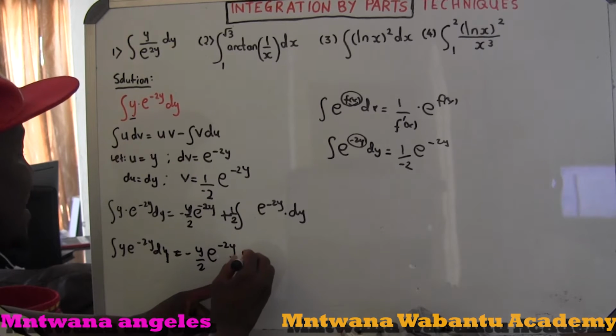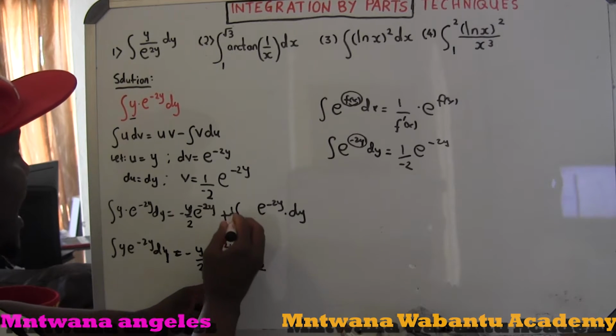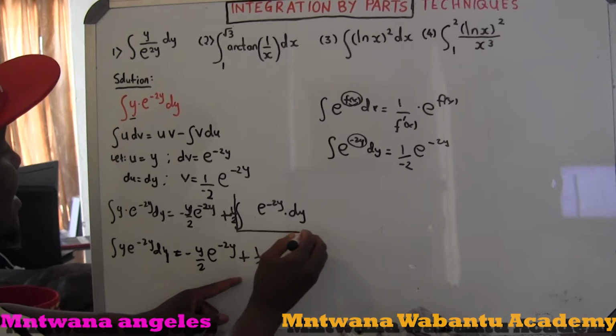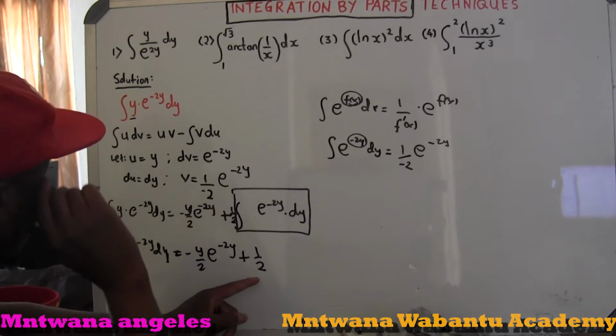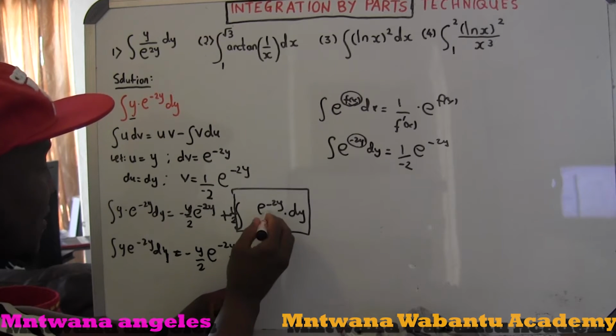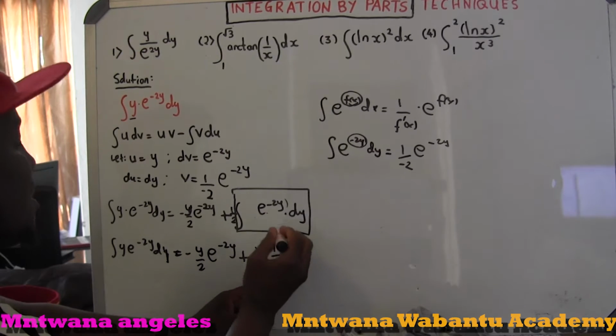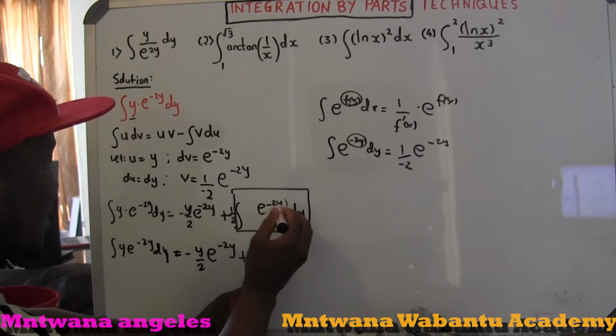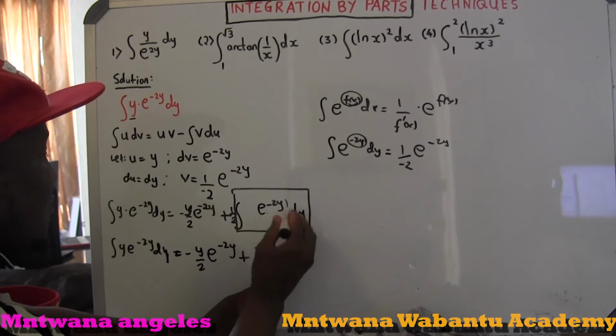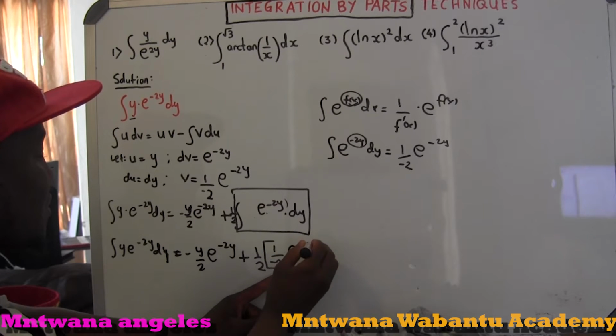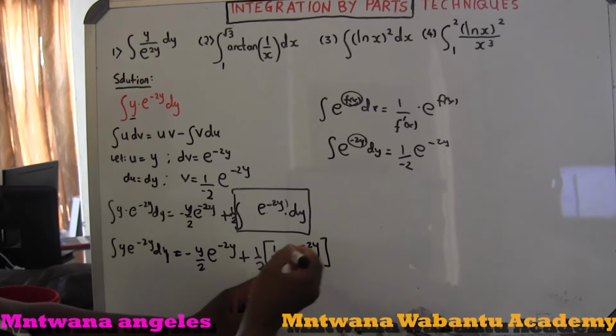plus a half of the remaining integral. Now let's integrate this. It's easy. Find the derivative of what you have, which gives 1 over negative 2, because 1 is just 1, and the derivative of negative 2y is negative 2, and then write exactly e^(-2y). And do you have a limit?